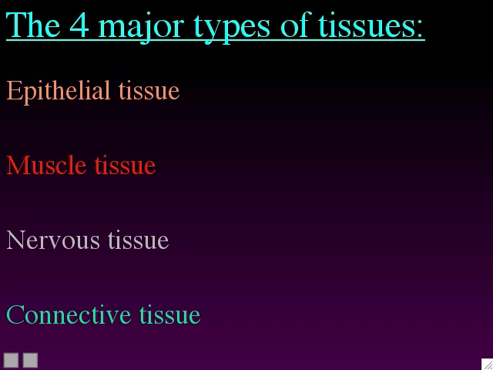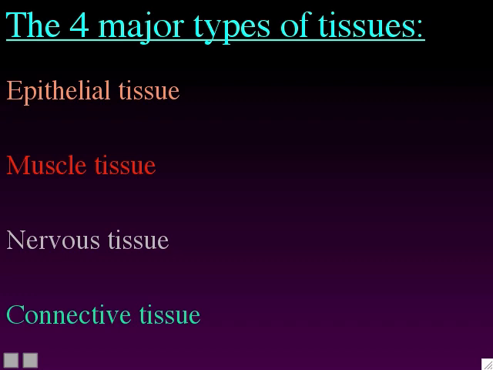Now, it's actually slightly more complicated than this because some of these major tissue types have subcategories. For instance, as we'll talk about in a few minutes, there are 3 subcategories of muscle tissue, and there are 6 subcategories of connective tissue. And to make it even a little more complex, some of those subcategories have subcategories to them. But don't let that complication distract you from the basic simplicity that there are just 4 major tissue types: epithelial tissue, muscle tissue, nervous tissue, and connective tissue.